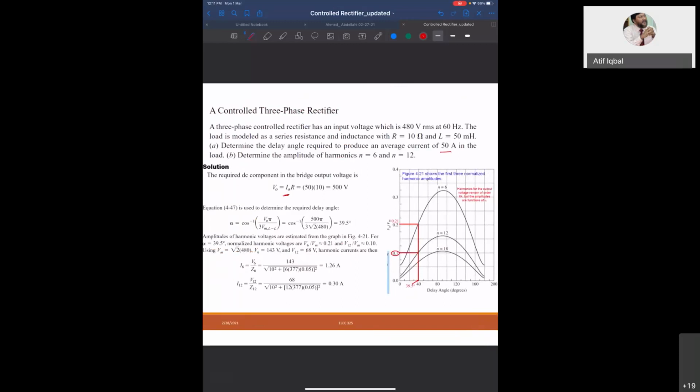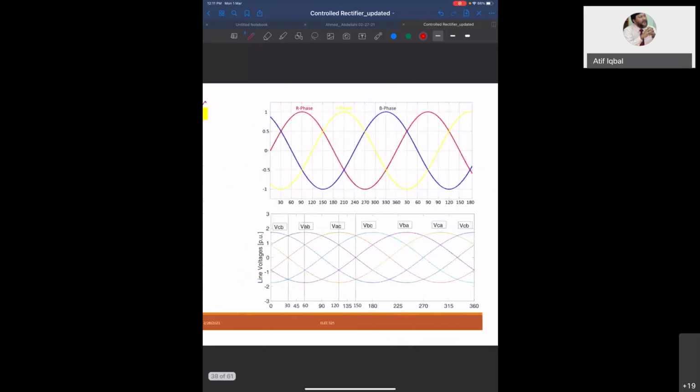So what will be the average voltage? Average voltage will be 50 into 10, 500 volt. So for 500 volt, what should be the angle alpha? Okay, so what is the angle alpha?